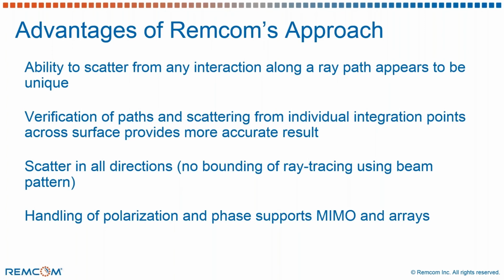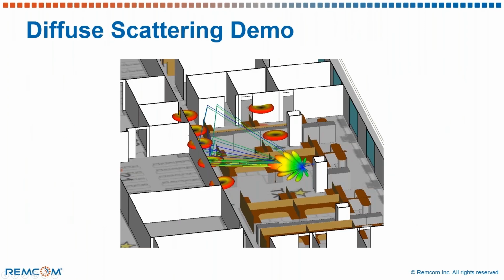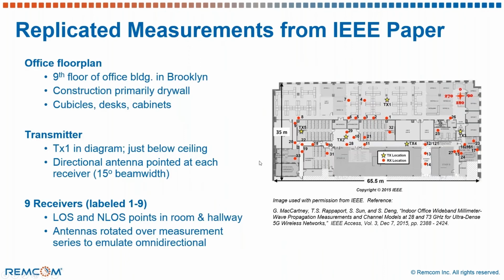So now I'd like to go through a demonstration of diffuse scattering for an indoor scenario shown in the diagram here, for a series of receivers and a transmitter in which we've tried to replicate an IEEE paper. On the right, we see a picture of the floor plan from the IEEE paper, which we have used with permission from IEEE, and the reference to the paper is shown below.